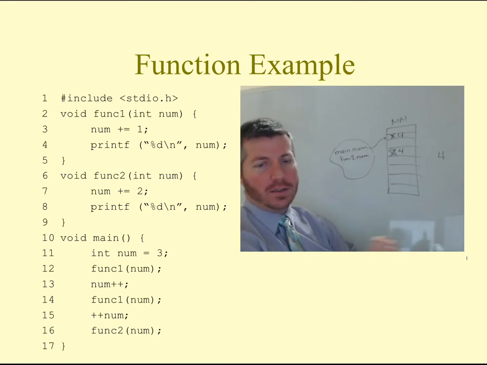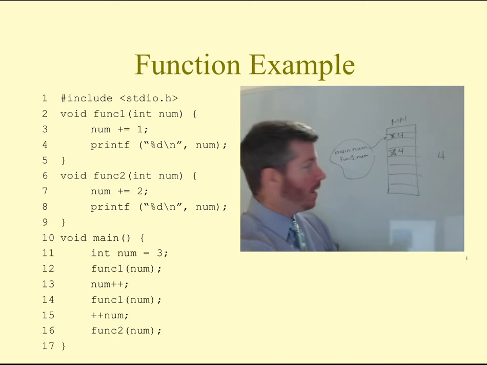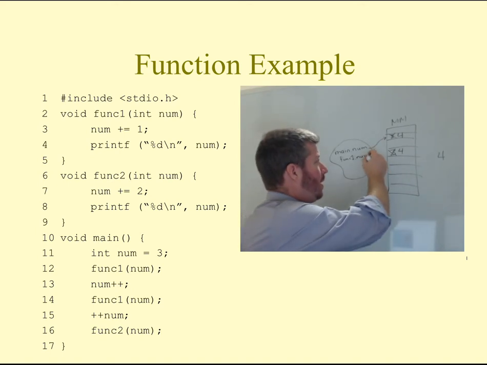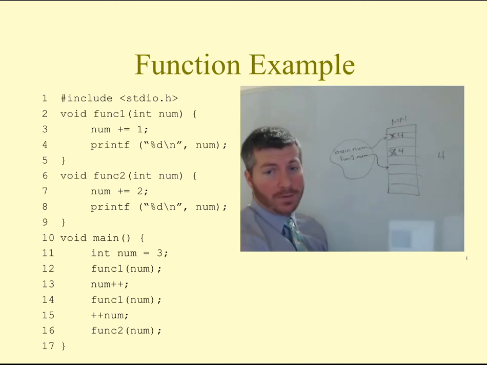Okay, so back down. So line 13, I incremented the value of the num variable that was declared inside of the main function. I incremented it to be a 4. Line 14, I call func1 again. I pass in num. So now I have this func1.num, and it's pointing at some location in memory, probably a different one. It's a different function call.